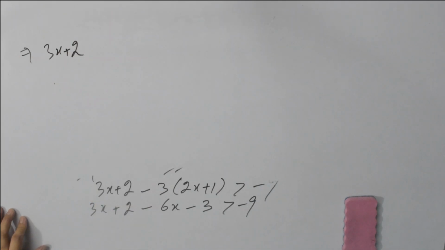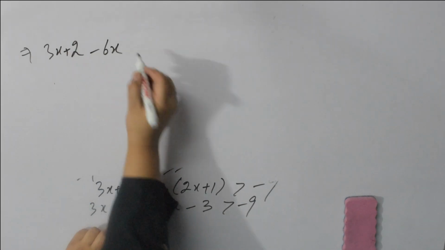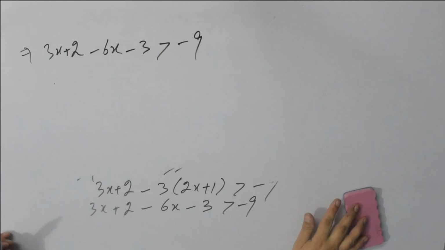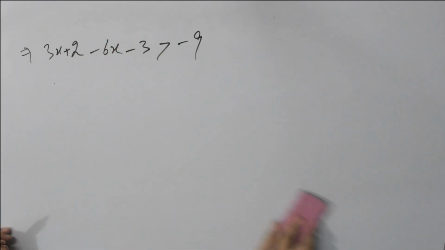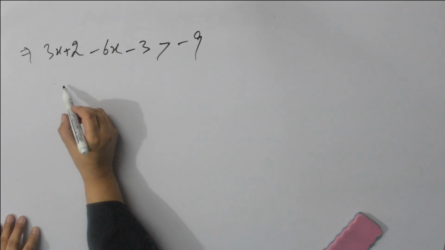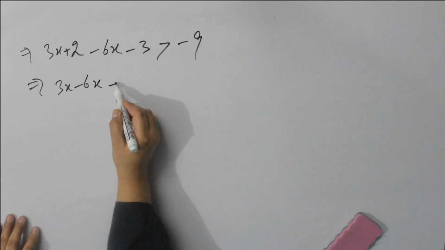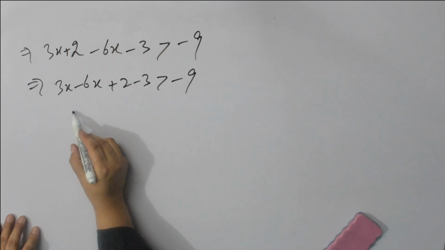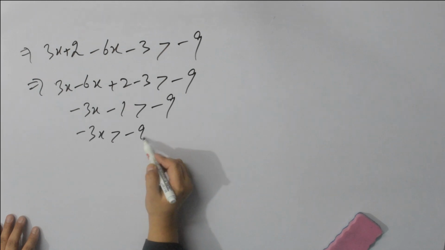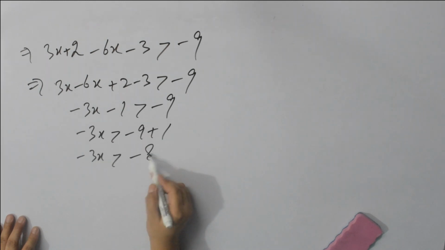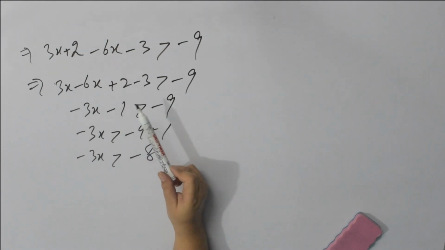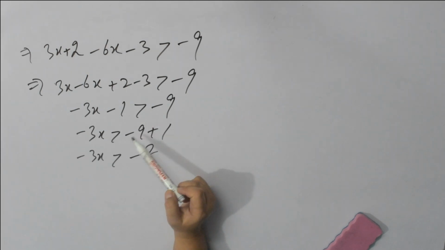3x plus 2 minus 6x is greater than minus 9. This is the left side: 3x plus 2 minus 6x minus 3 is greater than minus 9. So let me arrange it: minus 3x minus 1 and minus 8. Nothing I have done, I just transposed and then solved according to the given situation, x terms and constants, and I have this.